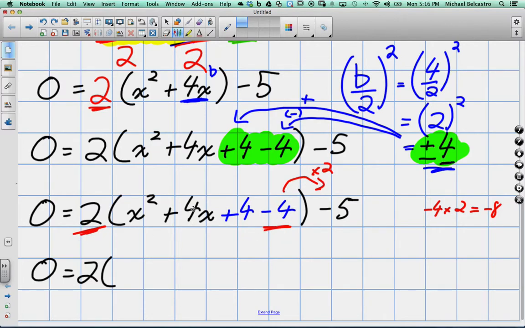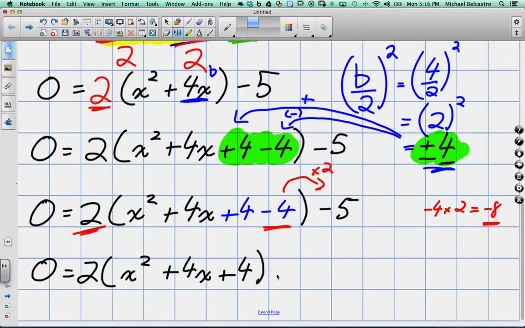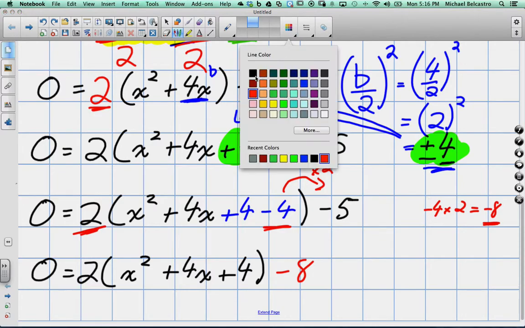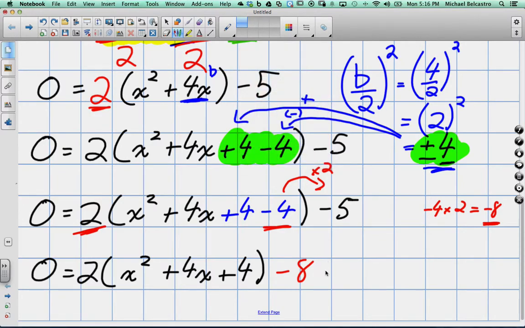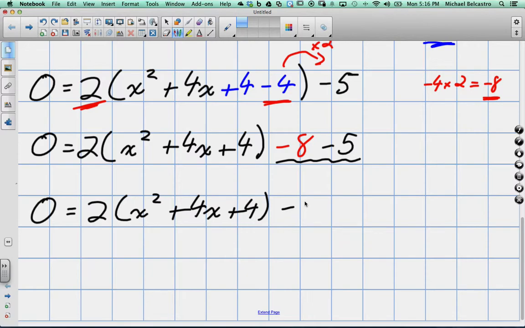So in our next step, when we pull out the negative, we've got to multiply by 2. So we have 0 equals 2, and we have our x squared plus 4x. The positive 4 still stays. Now you do that times that, right? And we got it over here. It's negative 8, so it's now negative 8 outside the brackets. And then minus 5. I'll collect these two like terms in our next step. 0 equals 2x squared plus 4x plus 4. This becomes negative 13.